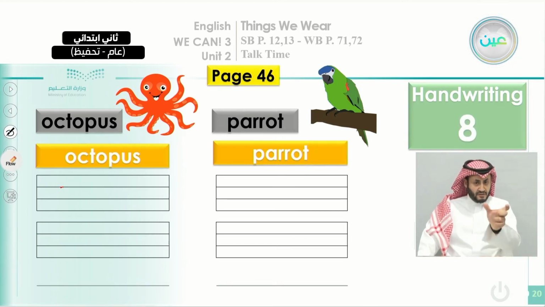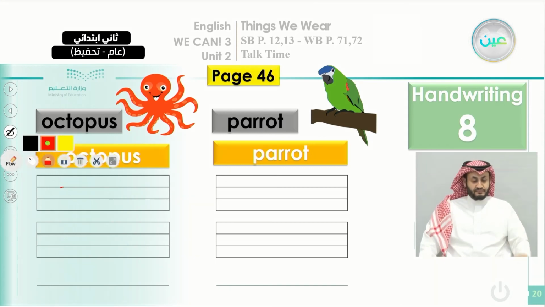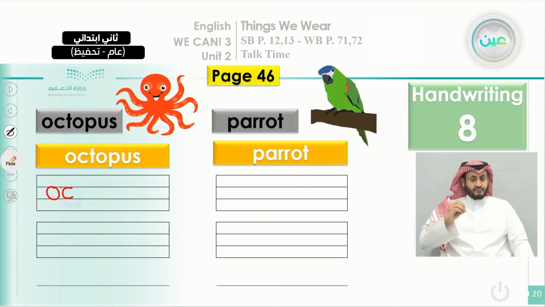The words: octopus, as you can see this animal, that is octopus, and the other one is parrot. How to write octopus the right way? Let's start here. Octopus, you start with O like this, C, which is the middle, and the next one is T and O, then P, U, S. This is how to write octopus.